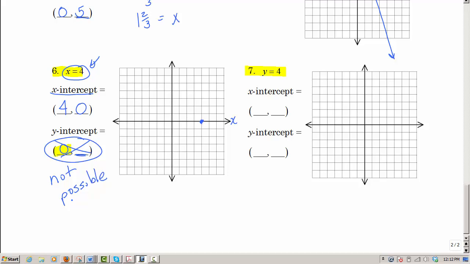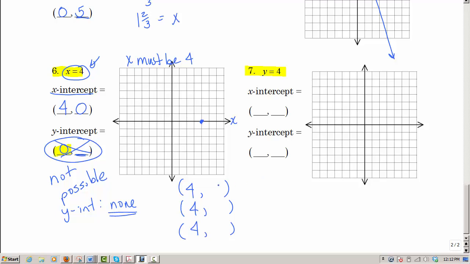So that means for the y-intercept, don't say not possible, how about let's write none. None. Well, how do I graph the line? Remember, x is always 4. So if I make some ordered pairs up, x always has to be 4. And what is y? Anything you want.